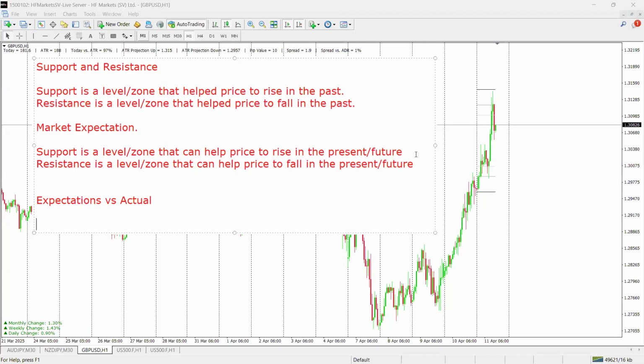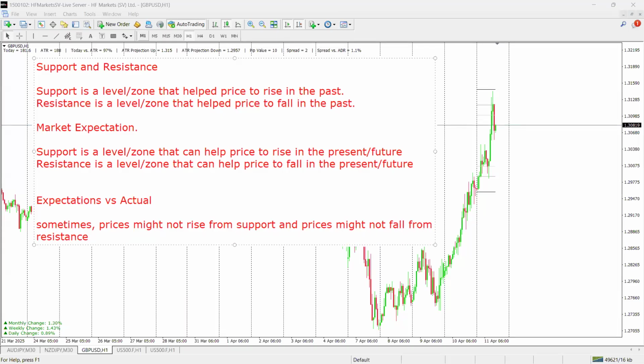But we also need to understand that sometimes prices might not rise from support and prices might not fall from resistance. We must understand that it is possible that prices can get to a level of support and go beyond it. It is also possible that prices might get to a level of resistance and also go beyond it.